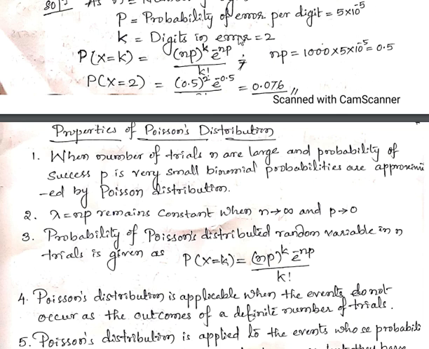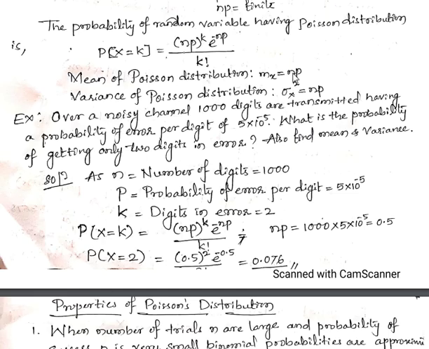So the value of the mean is nothing but n into p, which is 0.5, and variance is n into p. So this value is 0.5. Here the mean and variance values would be the same.